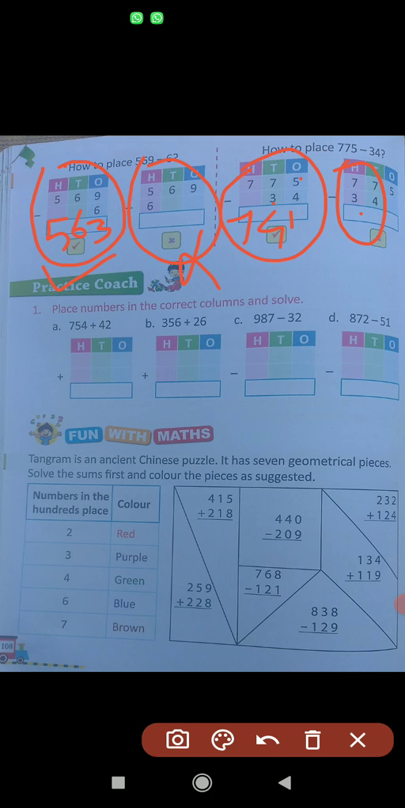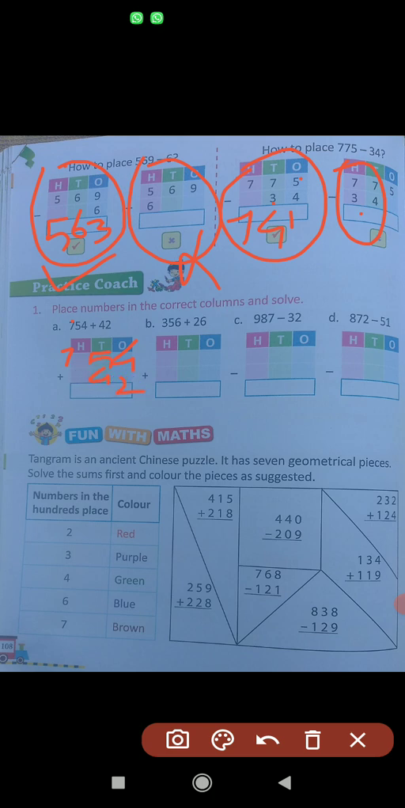First we have to write the numbers in the correct columns, then we have to solve the numbers, okay? The first number is 754. So 7 will be in the 100 place, because 754 is a 3-digit number. So write 7 in the 100 place column, 5 will be in the 10 place column, and 4 will be in the 1 place column, okay? Then write 42.